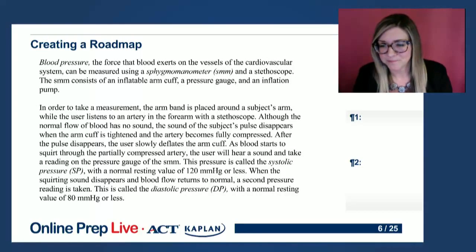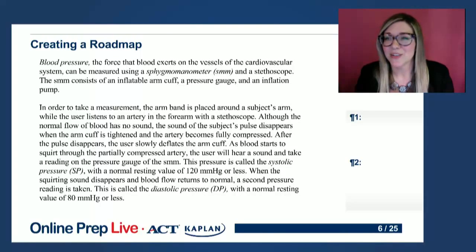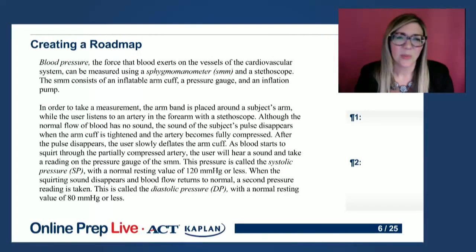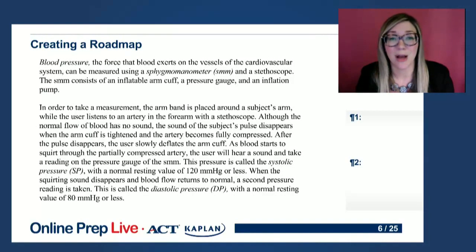Okay, so let's read this first paragraph together, and I'm going to ask you those things about, okay, what's important here? What is the author trying to convey? Blood pressure, the force that blood exerts on the vessels of the cardiovascular system, can be measured using a sphygmomanometer. I'm going to stop right there.